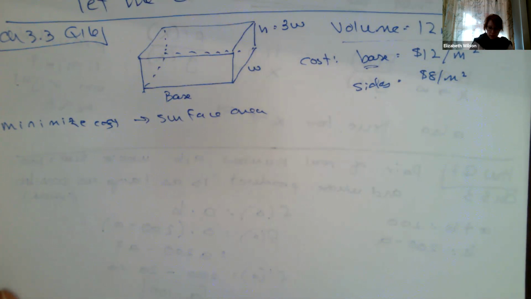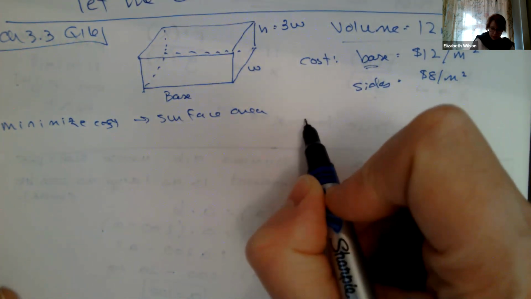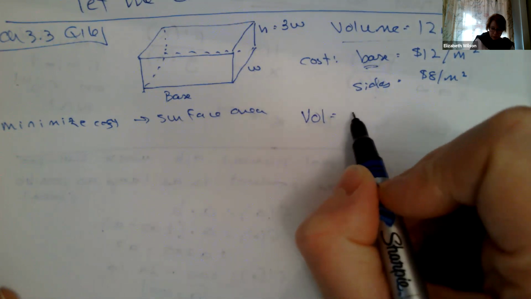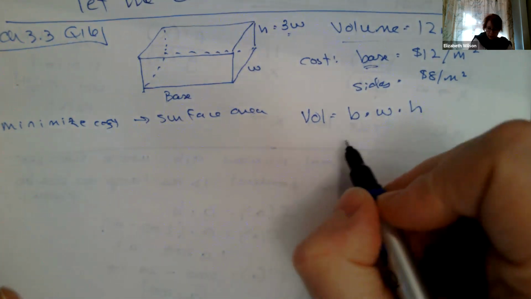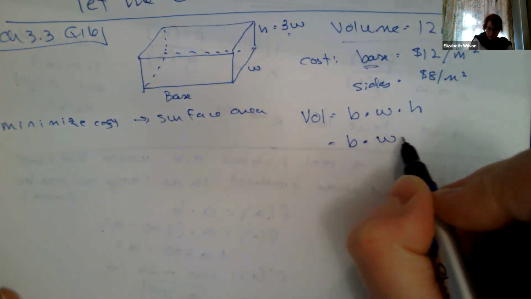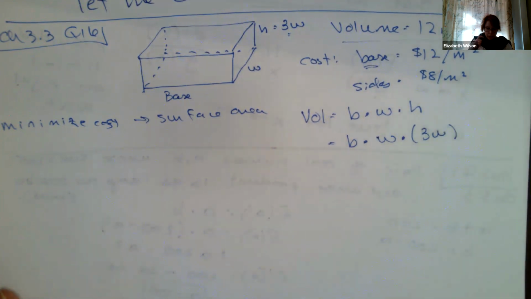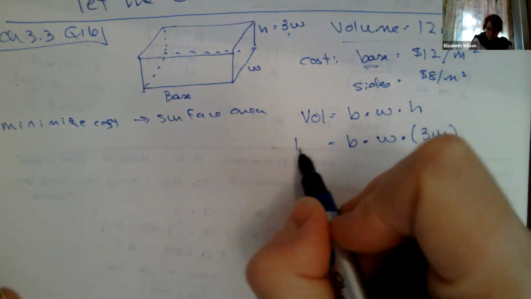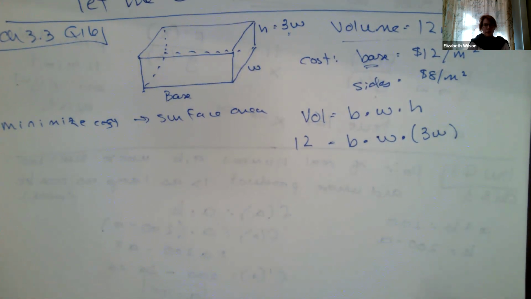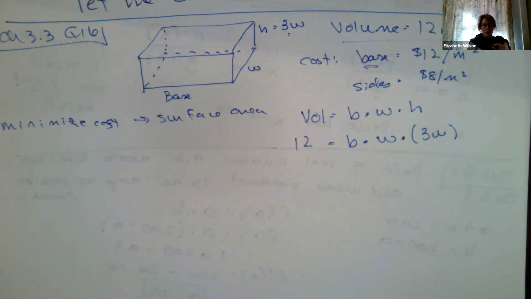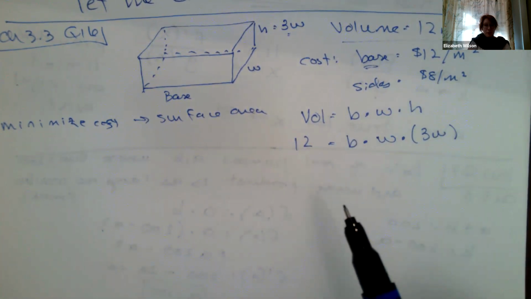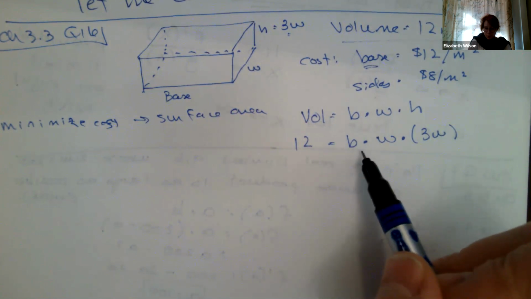So what I need to do is, let's write it down again. My volume is equal to base times width times height. Now we're told that the height is 3 times the width. So I'm going to start with base times width times 3 times width, and this is equal to 12. I want to get my cost, my surface area stuff, in terms of one variable, right? I just want it to be in terms of the base or the width or something like that. So I'm going to exploit the fact that they gave me a fixed volume, and I'm going to solve for my base.